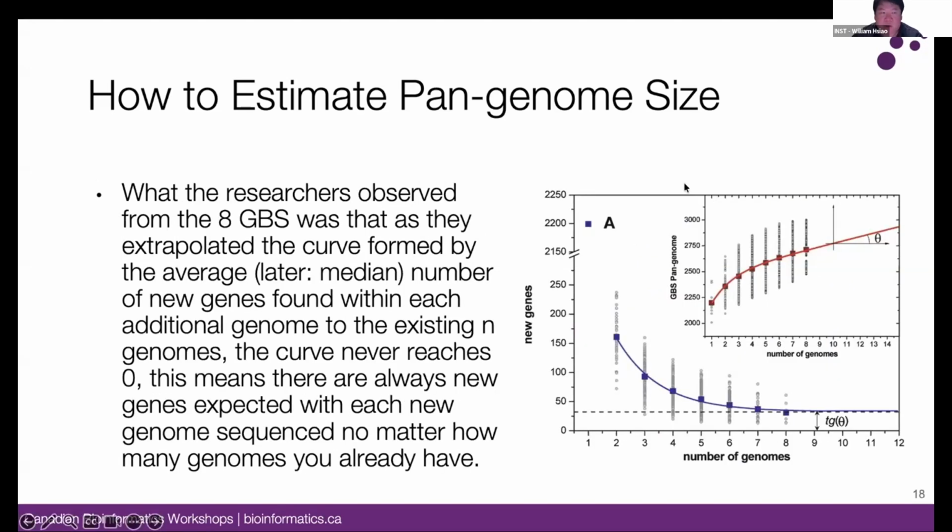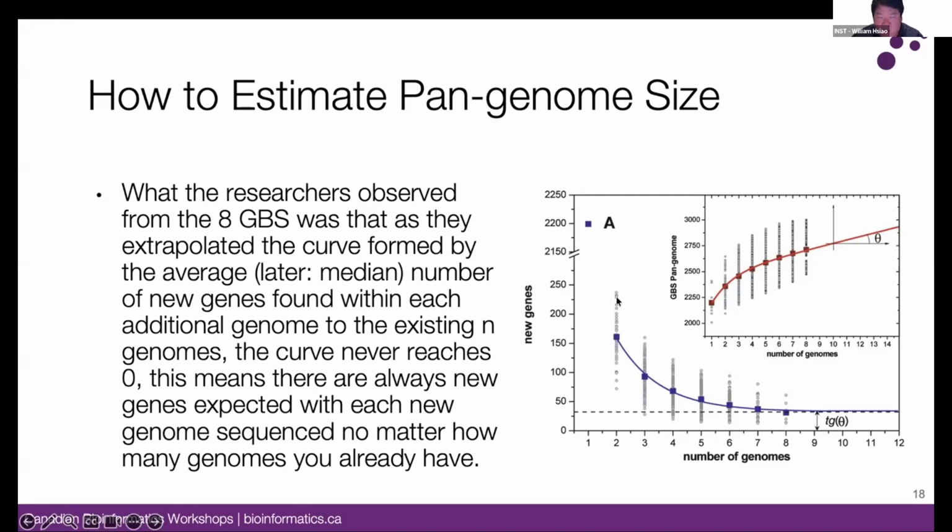And what the researcher observed using these 8 group B strep strains was that as they extrapolate the curve that's formed by the average, and later on they use the median number of new genes found within each additional genome added to the existing N genomes that's already considered, the curve never reached zero. So this is shown on this graph here.